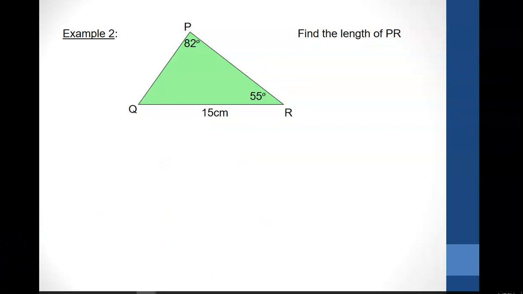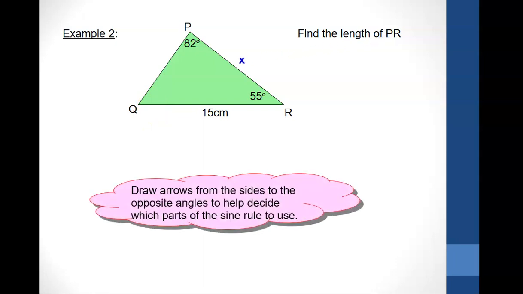Now I want PR. So I want this length here. Do I have its opposite angle? No. But can I get it? Yes. And I don't even have to use trigonometry. There are 180 degrees in a triangle. So yes, we get the 43.